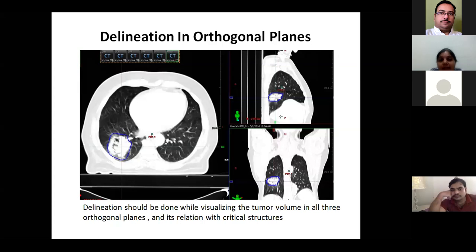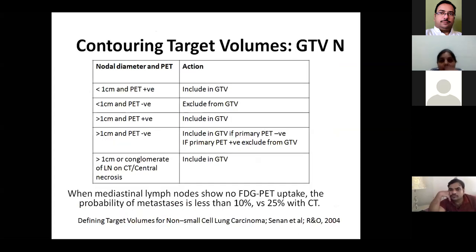One more thing that is recommended, and it's been studied very systematically, is that whenever you're delineating, make sure that you have all three planes. These are the contouring planes that you should be using, so that you know, superiorly and inferiorly, what you are including and what you are excluding. And you might be including a vessel, so delineating while seeing all the orthogonal planes might be more useful and consistent. Now, coming again to the nodes, this is really tricky. And what to include in the GTV, there are guidelines by Senan sometime in 2005. What they say is that if it is a PET positive node, include it in the GTV.